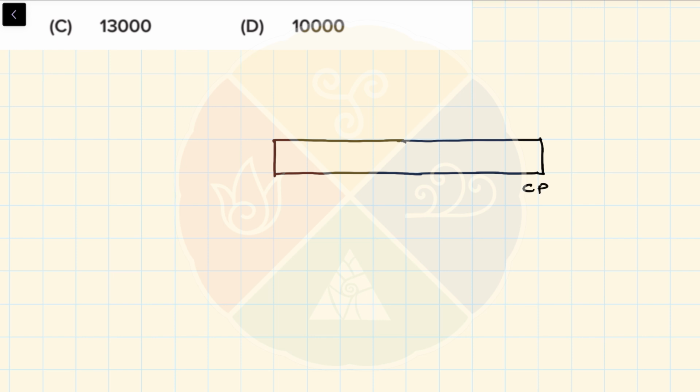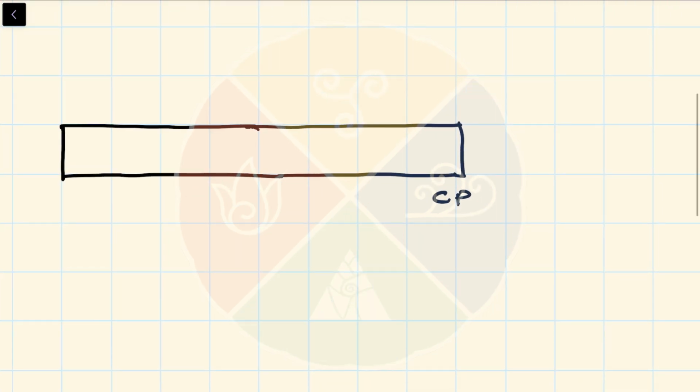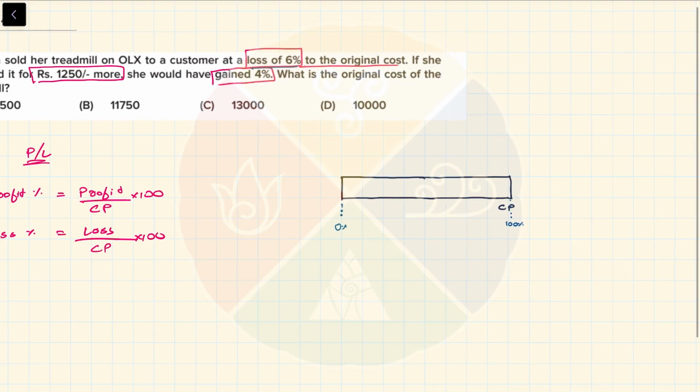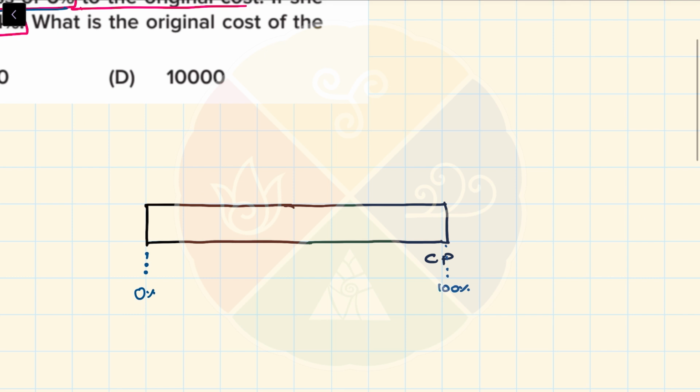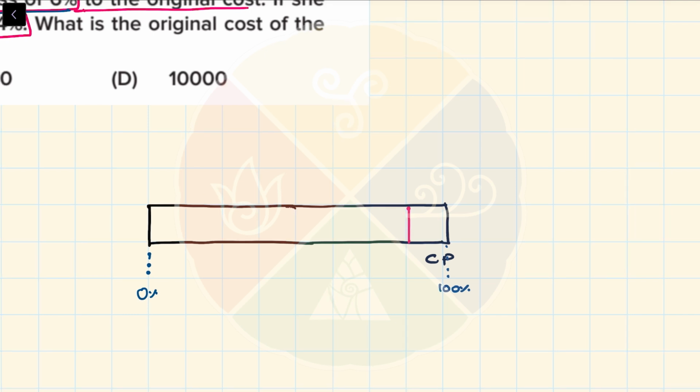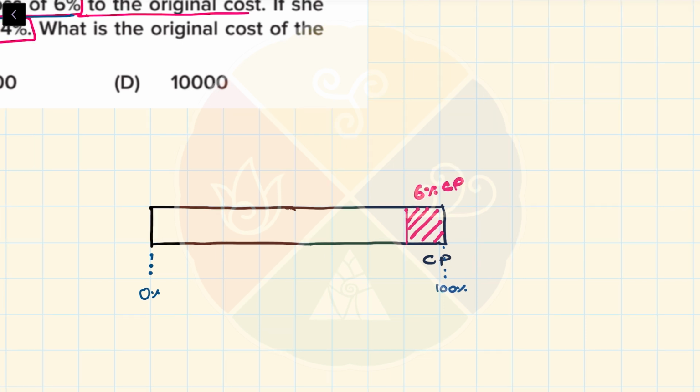Cost price. Now this value from here, this is 0% of the cost price, until here is 100% of cost price. Now there is a loss of 6% in the original case. That basically means, let's say this value is 6% of the cost price. The person has sold the item for less, that is why less than the cost price. That is why we are getting a loss. So starting from here to here, that value is the actual selling price after reducing the 6%.